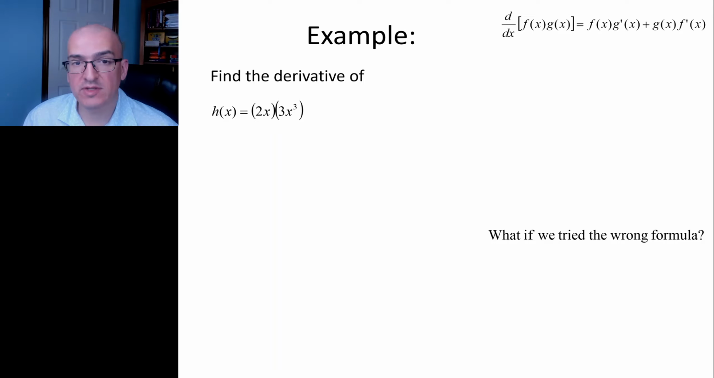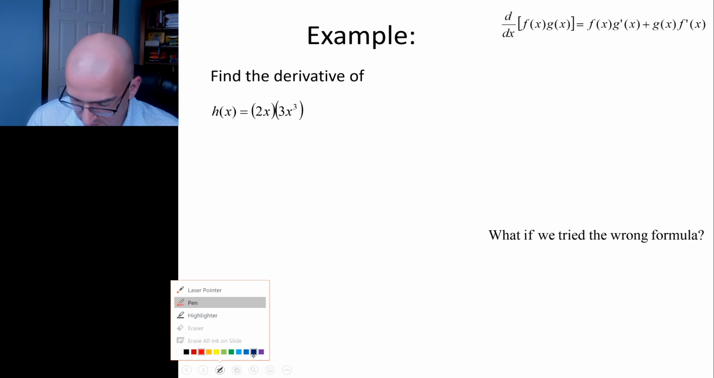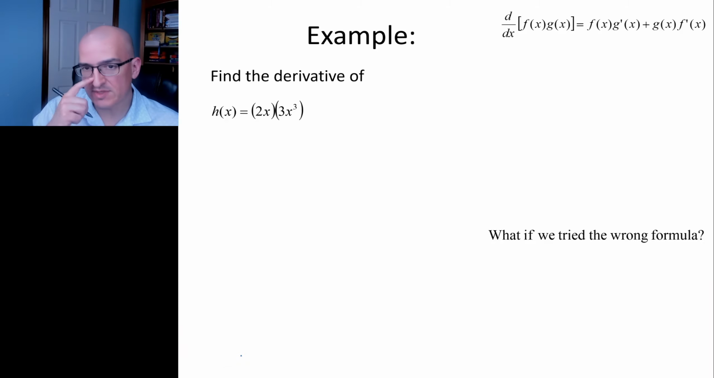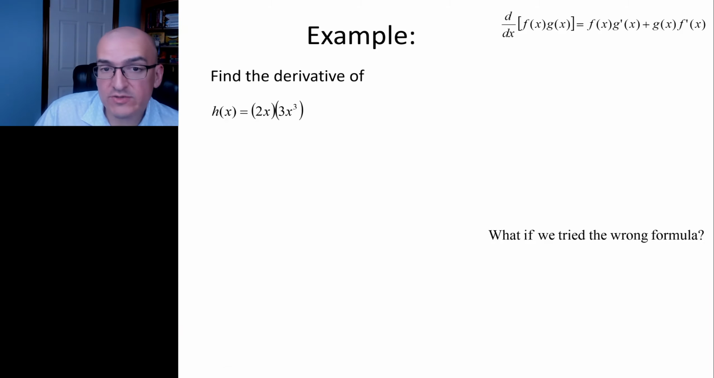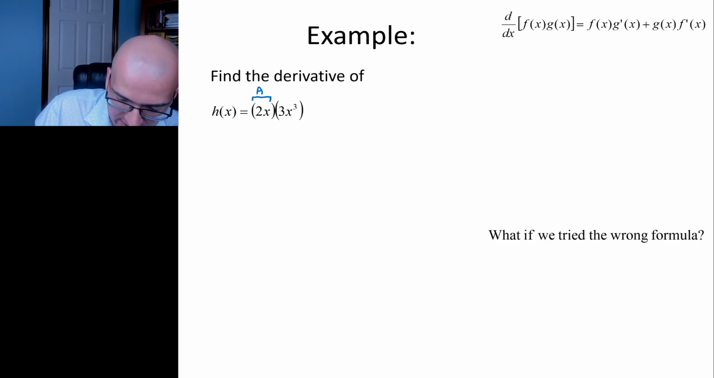Okay, first example is a very silly looking example. h of x is 2x times 3x to the power of 3. It's silly because we can simplify the function and then take the derivative the old way. But let's use the product rule and see what happens. I'm going to use the a and b labels for these, a and b.